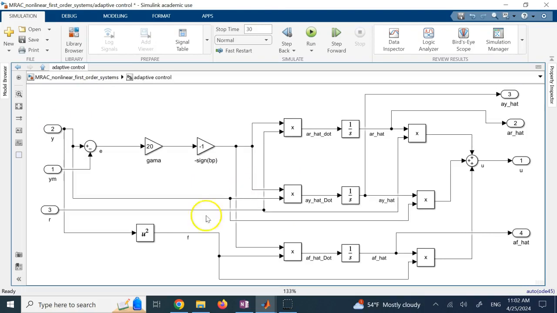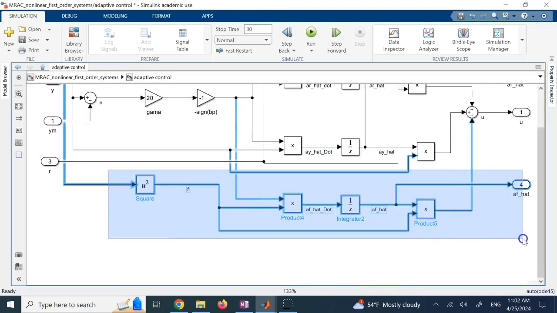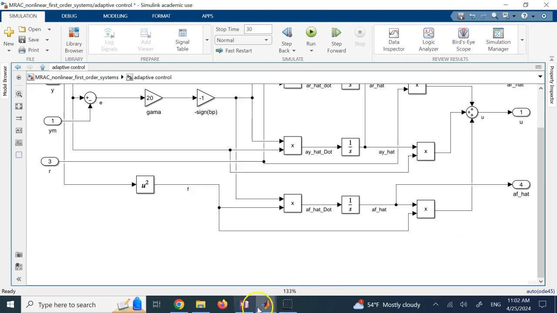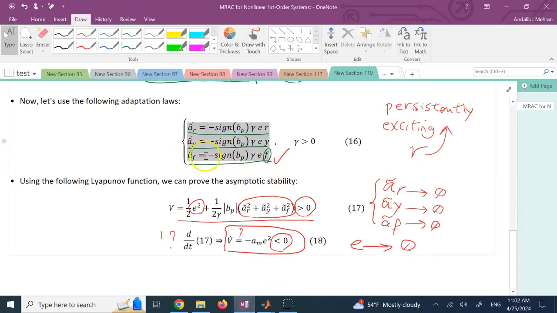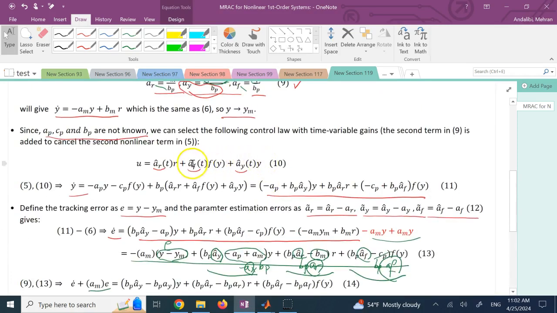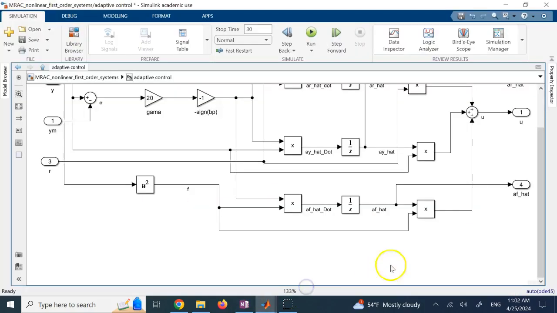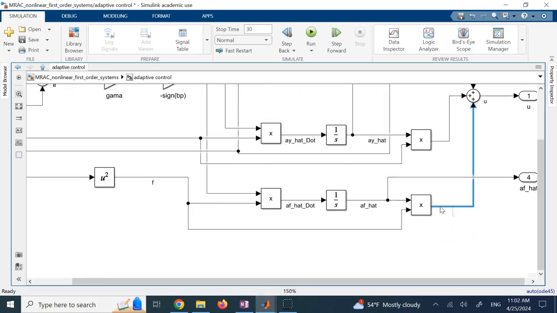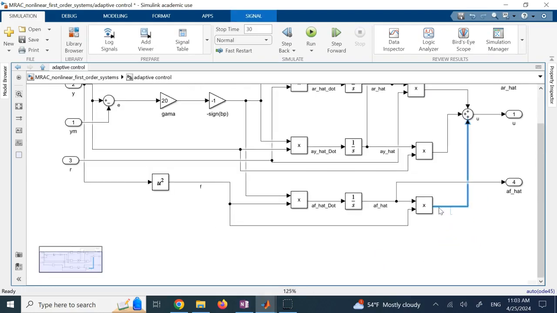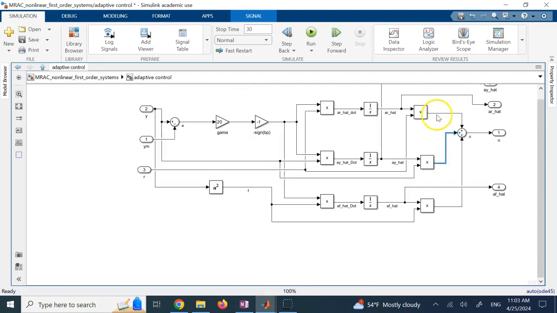And your adaptive control is the same. I just added this third branch here to do that f tilde, right? That's this last part here. It incorporates this equation for a f hat dot, and once you have a f hat, then you multiply it by f and add it to the other terms in u, and that is exactly what this third branch is doing. So this term here is what? This is a f hat times f, this is a y hat times y, this is a r hat times r, and that is u, and this is a f hat dot, which you can see is negative of e gamma sine bp, which is this term, times f, which is that guy.